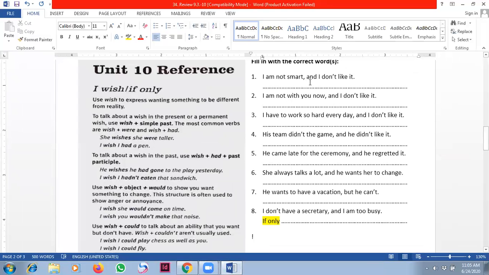I am not smart and I don't like it. So what is your wish? I wish I were smarter. But the reality is I am not smart and I don't like it. I am not with you now and I don't like it. So I wish I were with you.